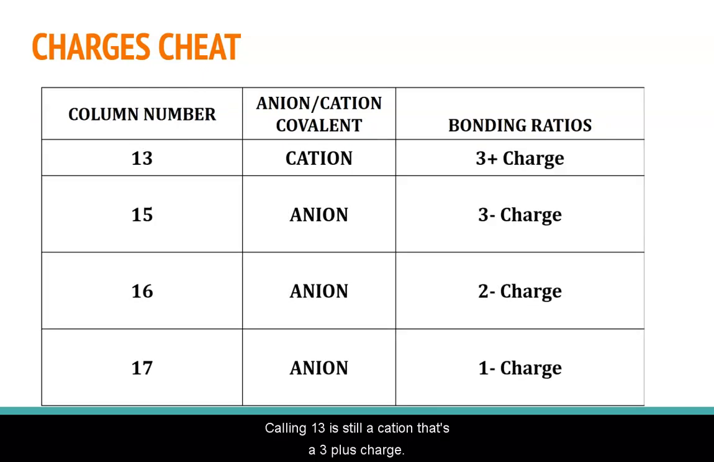Column 13 is still a cation. It's a 3+ charge. Column 15 is an anion. It's a 3- charge. 16 is an anion. It's a 2- charge. And 17 is also an anion with a 1- charge.